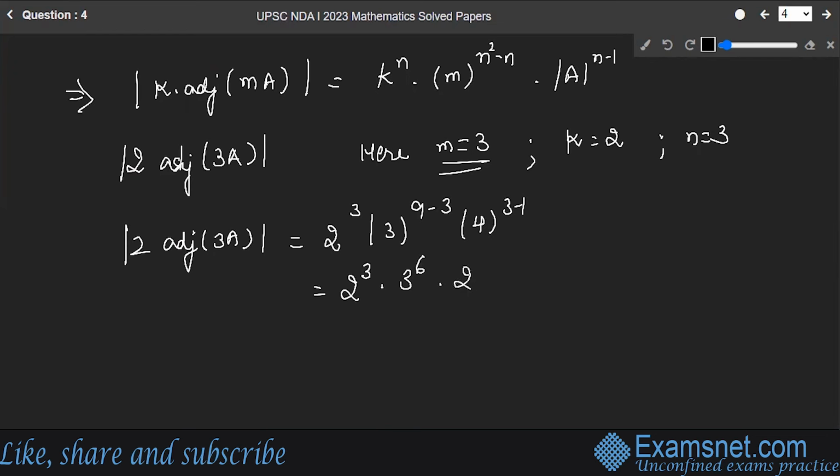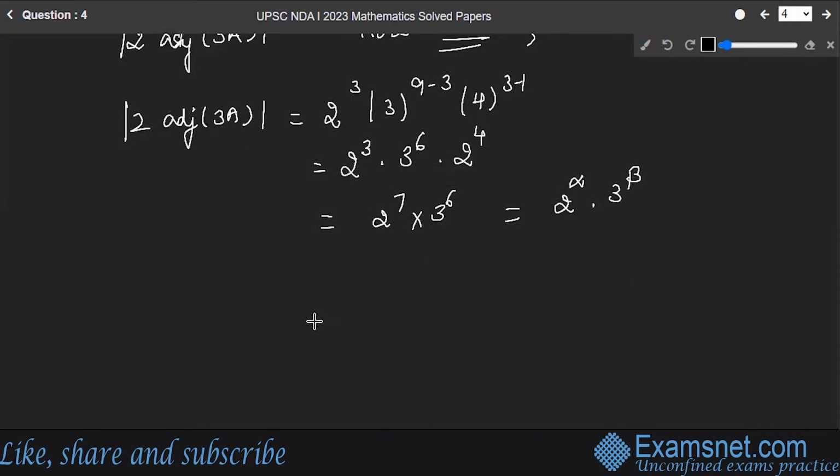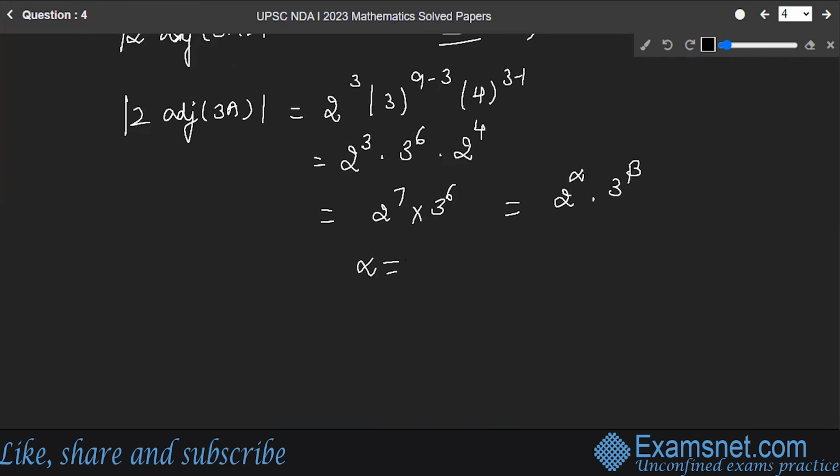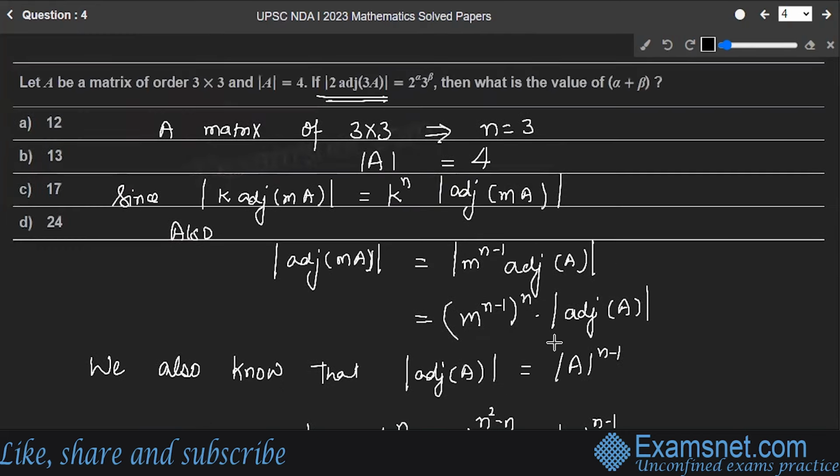2 raised to power 4, right? Which will give you 2 raised to power 7 multiply 3 raised to power 6. If I compare this with 2 raised to power alpha into 3 raised to power beta, you will get the value of alpha to be equal to 7 and beta is 6. So alpha plus beta is equal to 13. This is the answer. Option B is the correct answer.